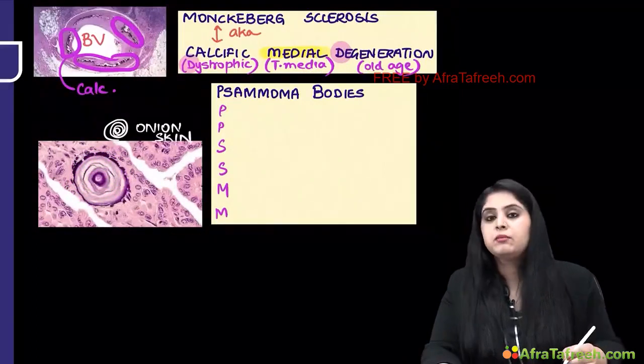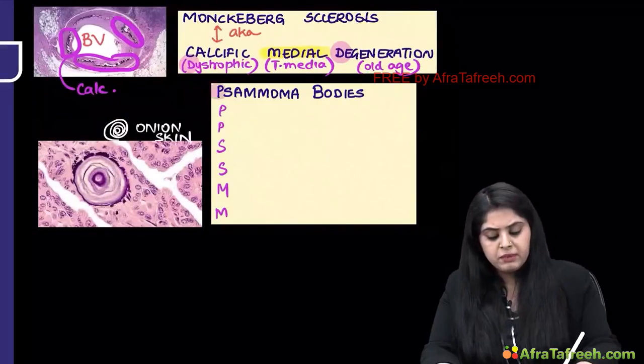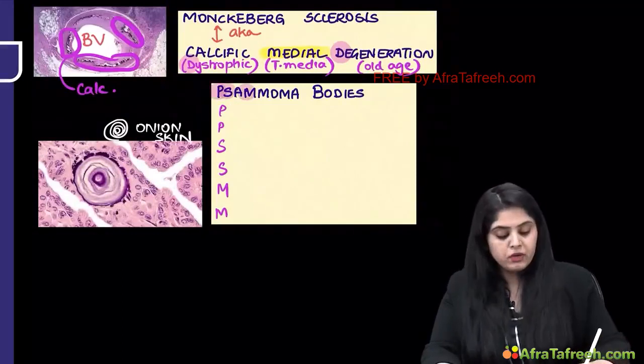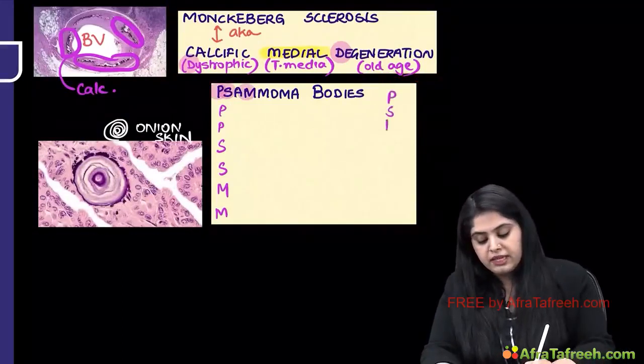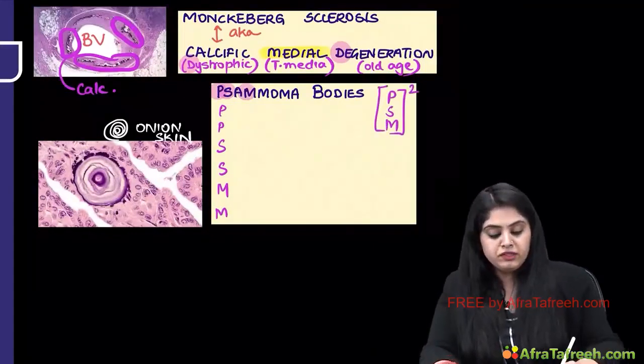And where all do you see Psammoma bodies? Very simple. You will take PSM and you will put a square on it. You will call it PSM square. So what is PSM square?